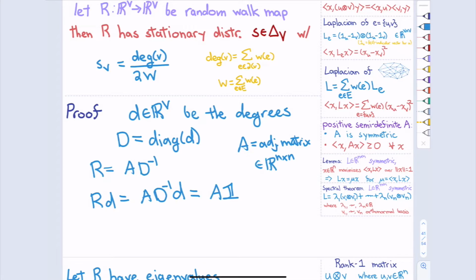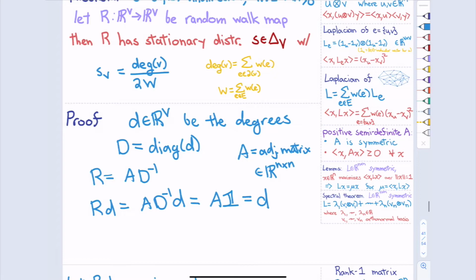It should be a vector that comes out. So it can't be A, it's D, because each row corresponds to all the edges incident to that vertex, and you're just applying all ones. So RD is equal to D. So D is an eigenvector of eigenvalue 1. The stationary distribution is proportional to D. Simple enough.